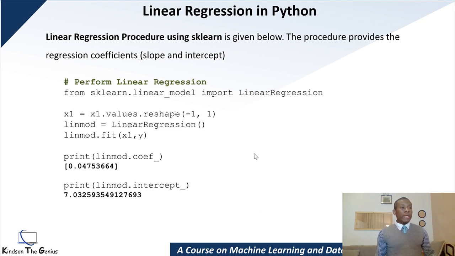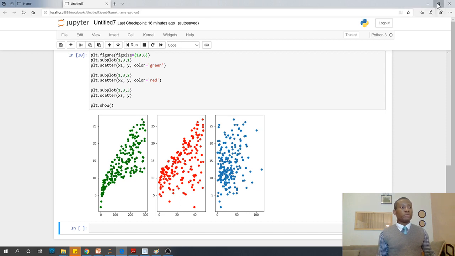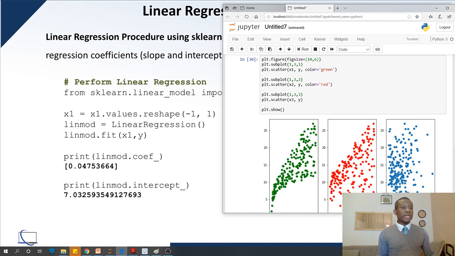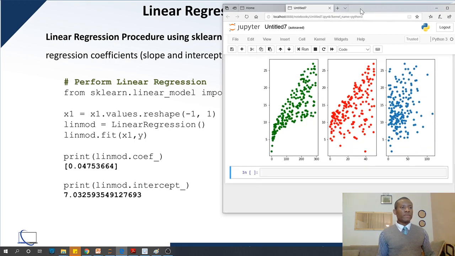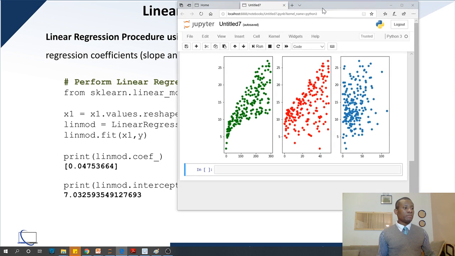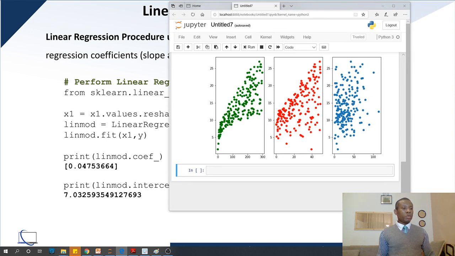Now there are two ways to do regression in Python, and I'm going to teach you these two ways. One of them is by using sklearn.linear_model, and that is what we are going to use at this point. So I'm going to come back to Jupyter Notebook, shrink it and shift it a little bit so that you can see what I'm doing. Hopefully you can see everything.